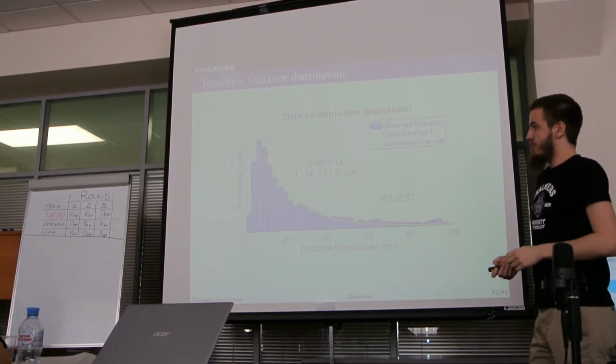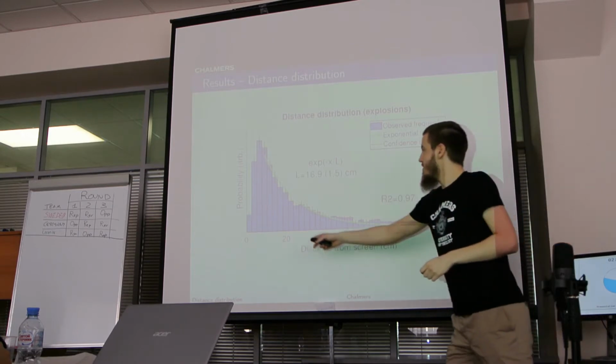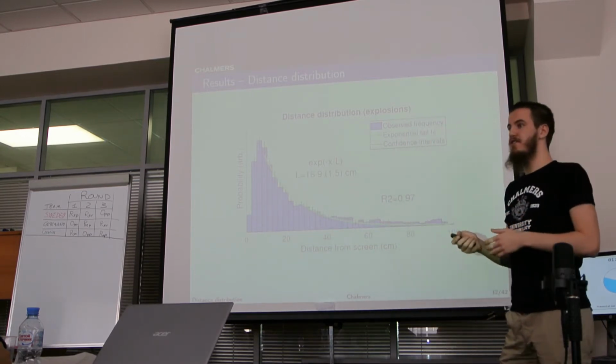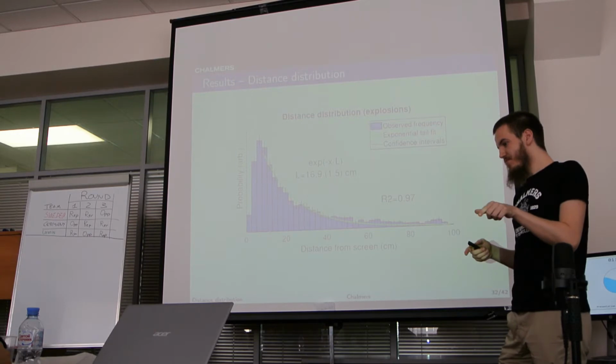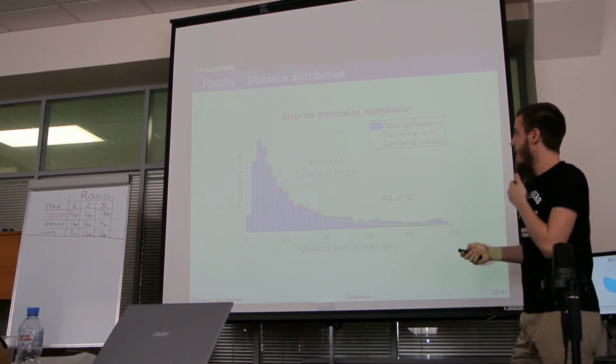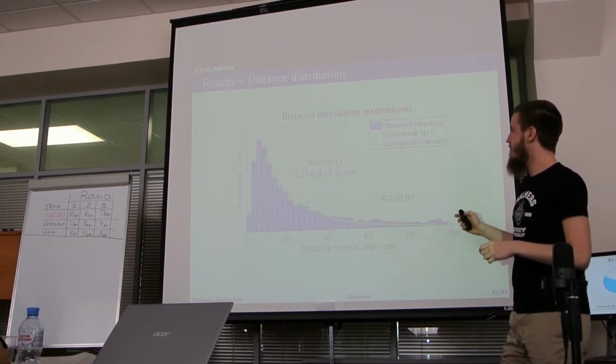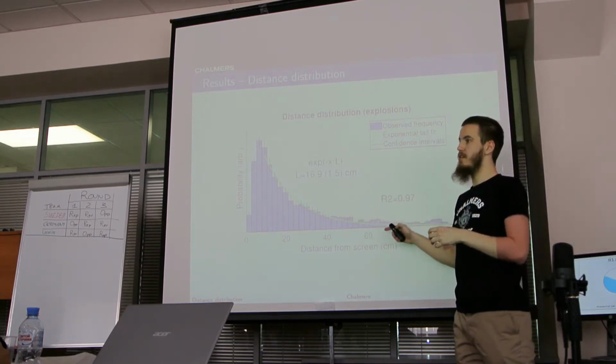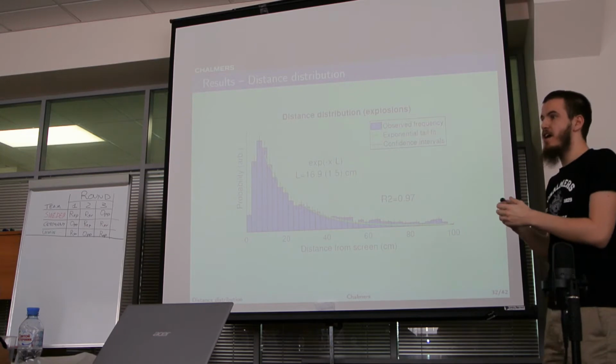Now, for the distance distribution, this is how it looks. It has a peak and an exponential tail. You might think it's very similar to the size of particles, and that's no coincidence. I'll get to this later. In fact, this is predicted to be the size of the particle times 2000.